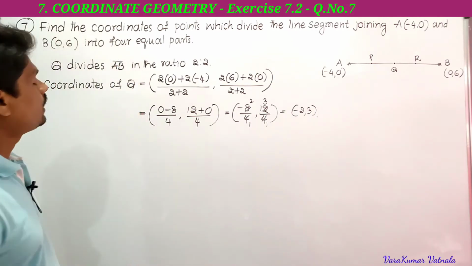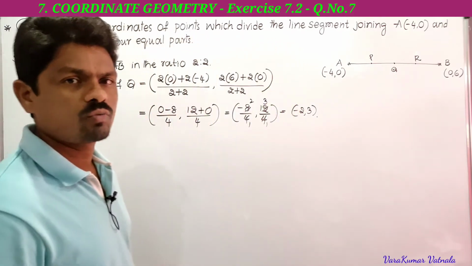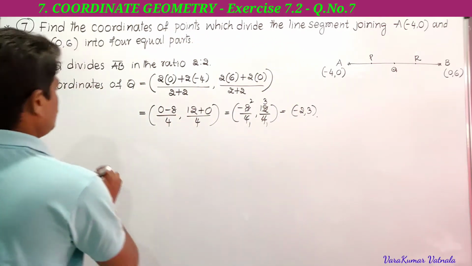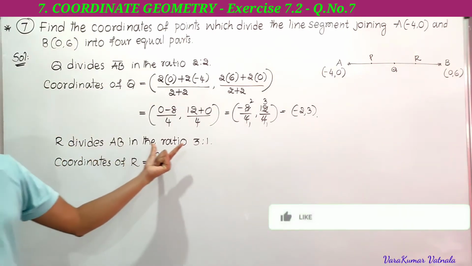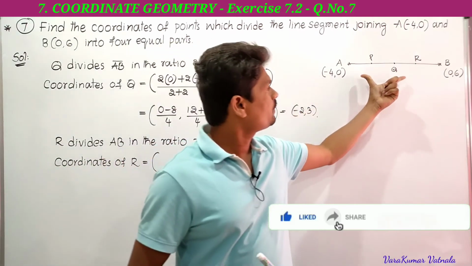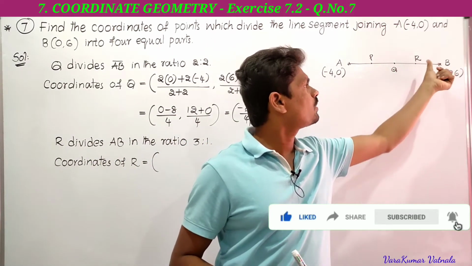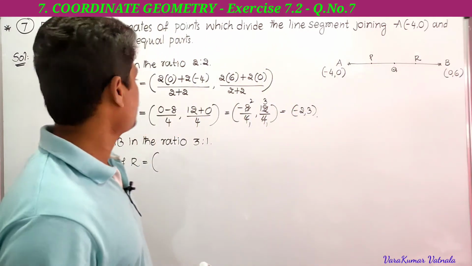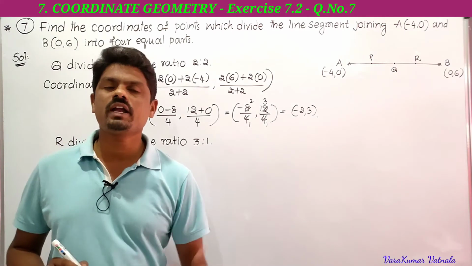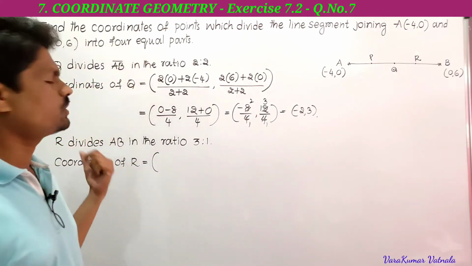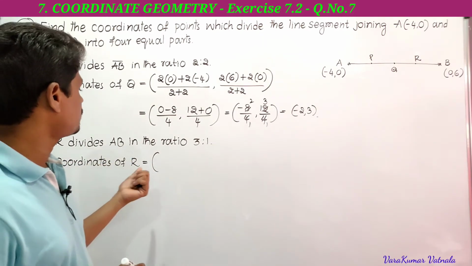So next, R divides AB in the ratio 3:1. Now we have to find the coordinates of R. On the left side there are 3 parts to R and on the right side there is only 1 part to R. So R divides AB in the ratio 3:1. So again, by substituting in the section formula we can get the coordinates of R.